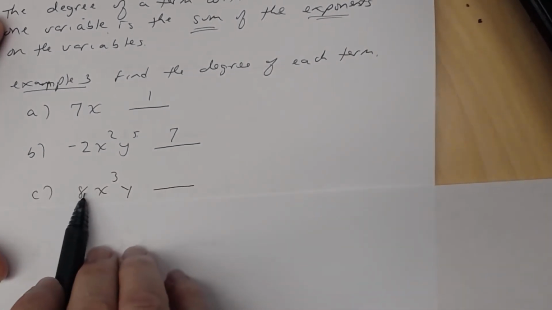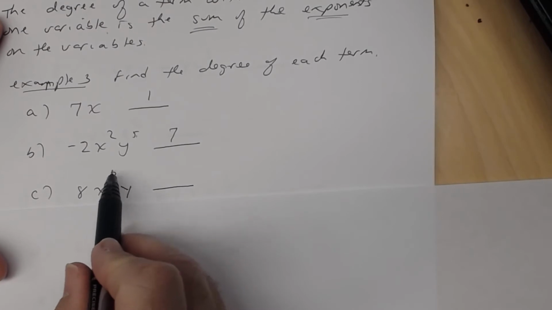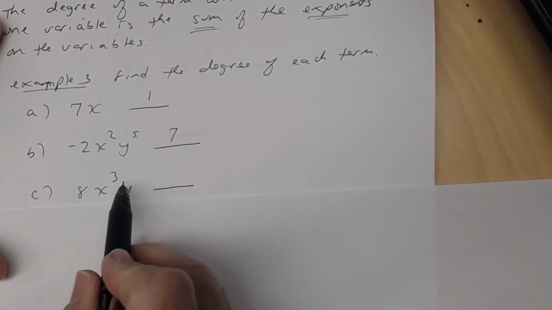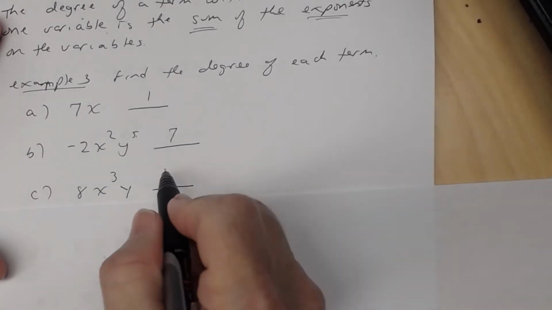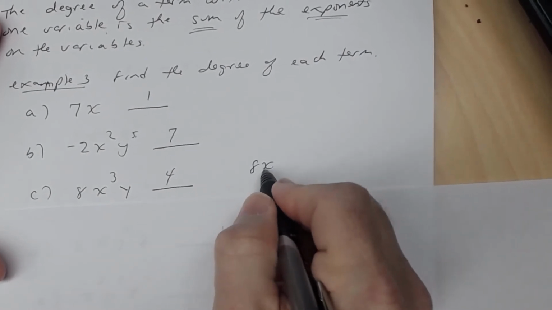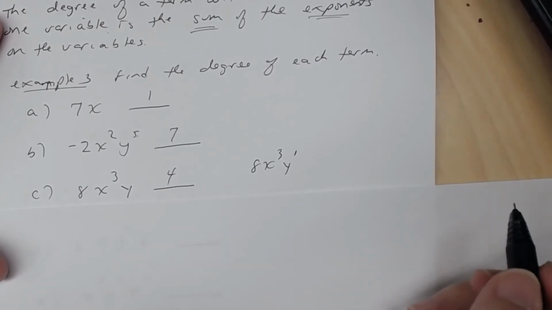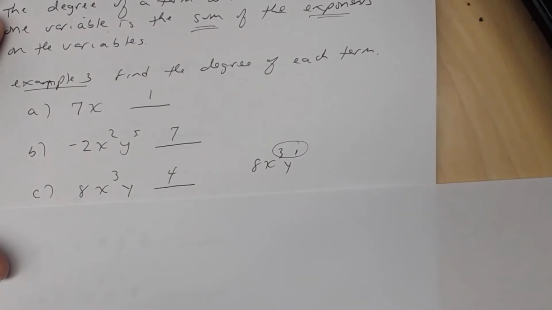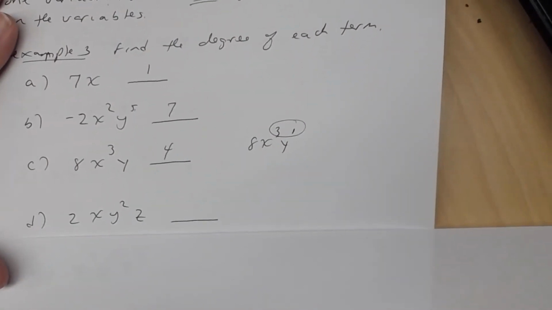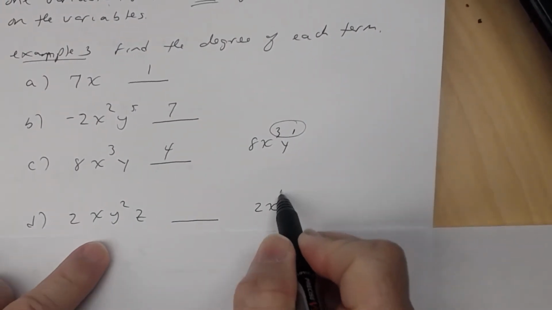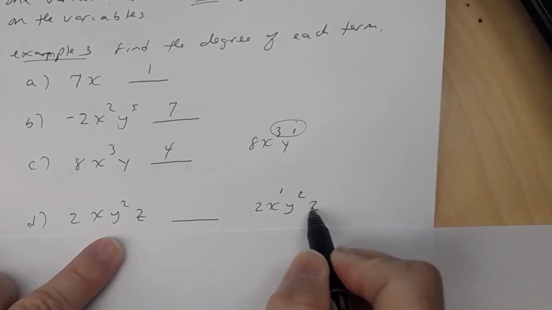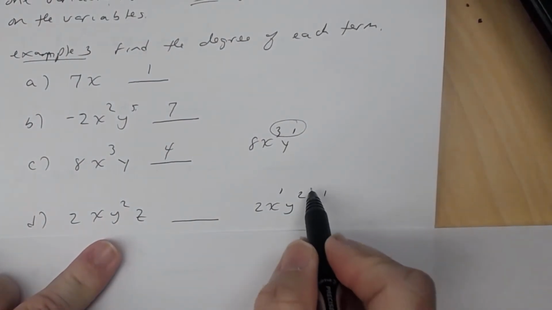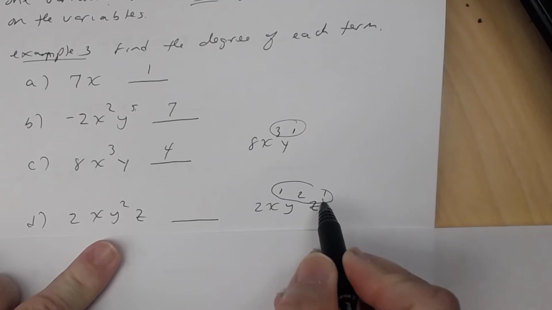Okay, here, 8x cubed y. This exponent is 3, this exponent is 1. 3 plus 1 is 4. So remember, 8x cubed y to the first. You've got to add up these exponents. Over here, I have 2x to the first, y squared, z to the first. All right, so add up all the exponents. 1 plus 2 plus 1 is 4.